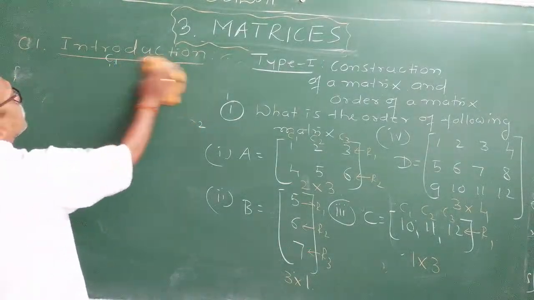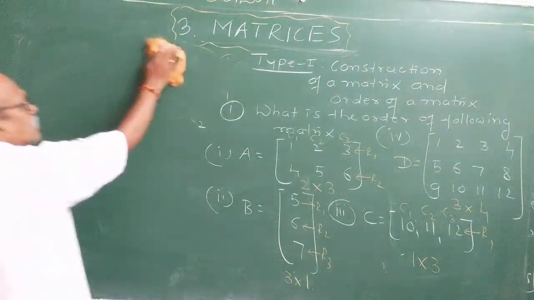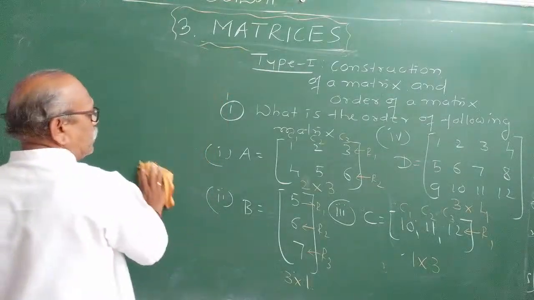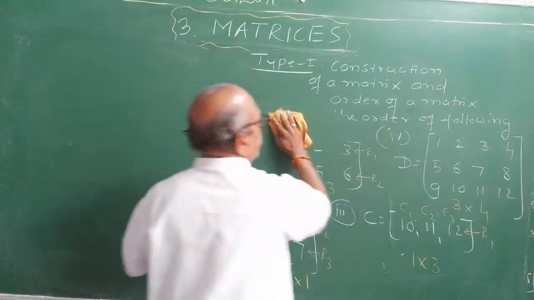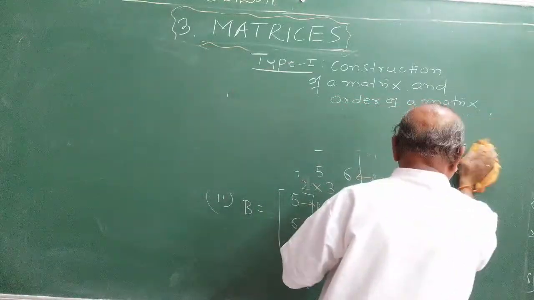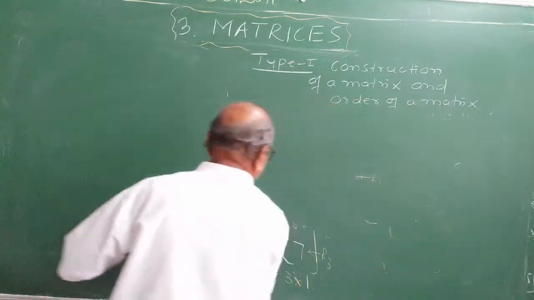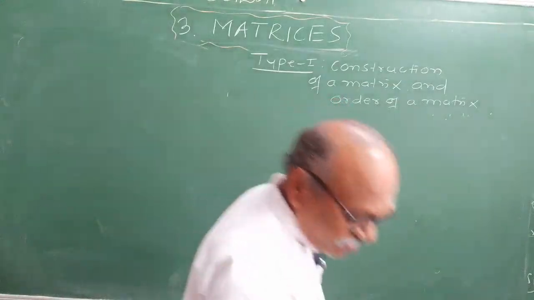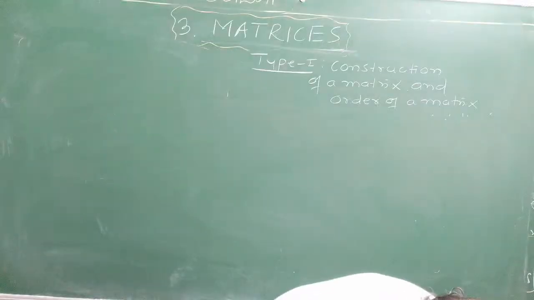Let us take the second example. You understood what is the order of the matrix. Now in this type 1, we will study how to construct a matrix given the condition. Okay, to construct the matrix.